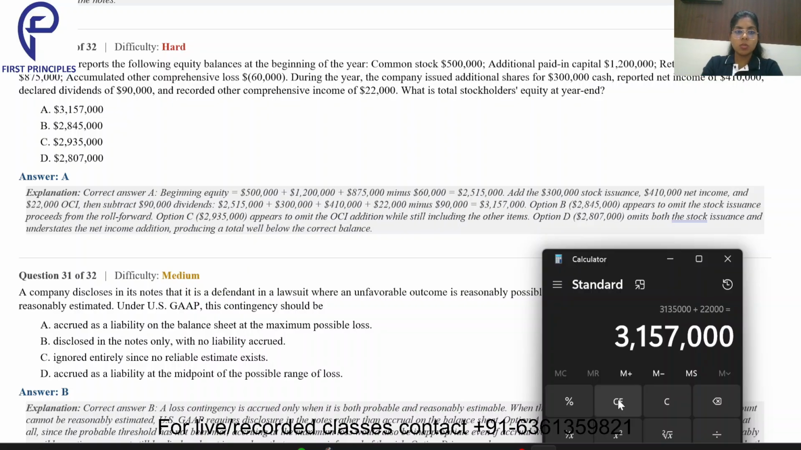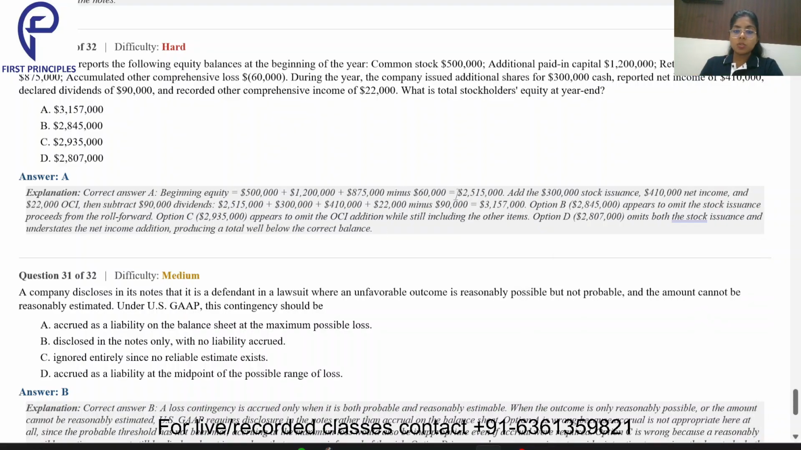3157 again, that is also what we are getting as the correct answer. So what did we do? We just did as per our concept, that we first of all calculated our current beginning equity. Beginning equity was calculated as 2515, and in that, whatever components were given, we adjusted them accordingly in our balances, and that's how we got the final answer.